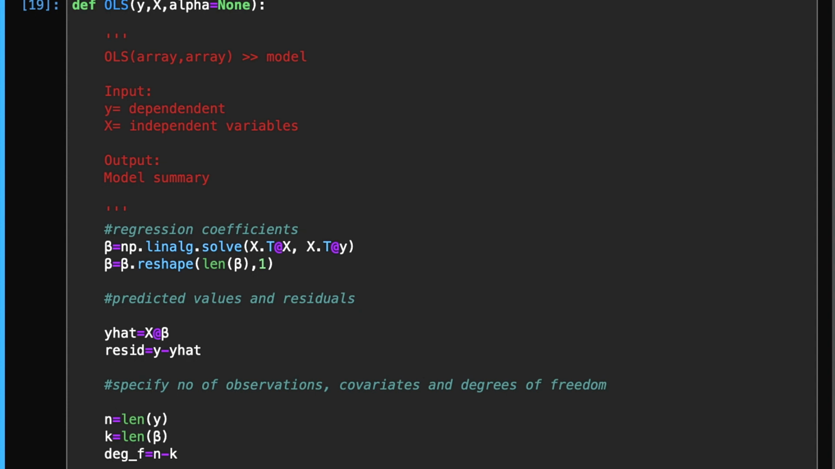Okay, so welcome back everyone. This is going to be part 2 of OLS routine from scratch. In the last part we did up to the p-value. Now we are going to continue from that point onwards.